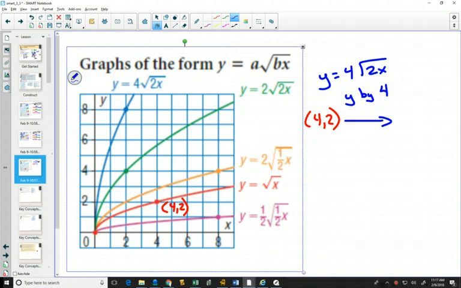With the 2, that's inside the function. Things inside the function sort of act opposite of what we see. So in this case, we're going to multiply x by 1/2. So our point, x by 1/2 is going to go to 2, y by 4 is going to go to 8. So we notice that we have the point 2 comma 8.